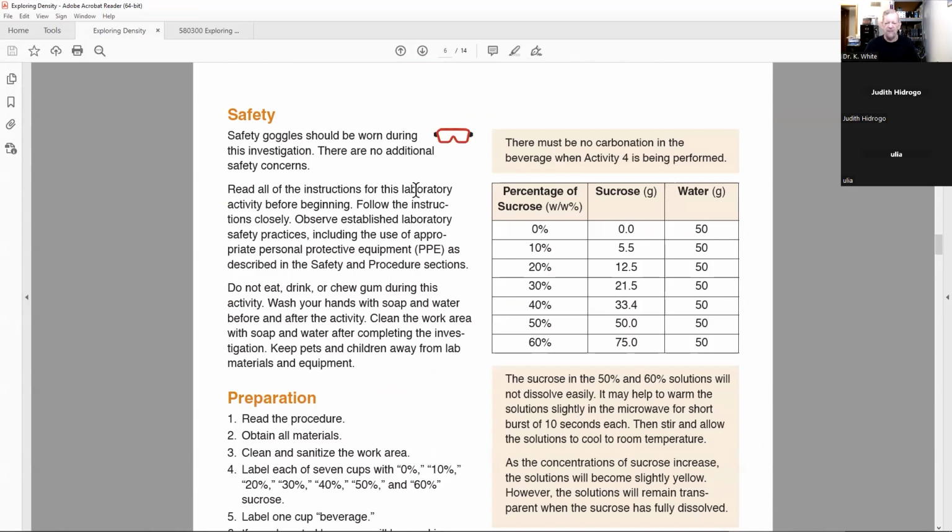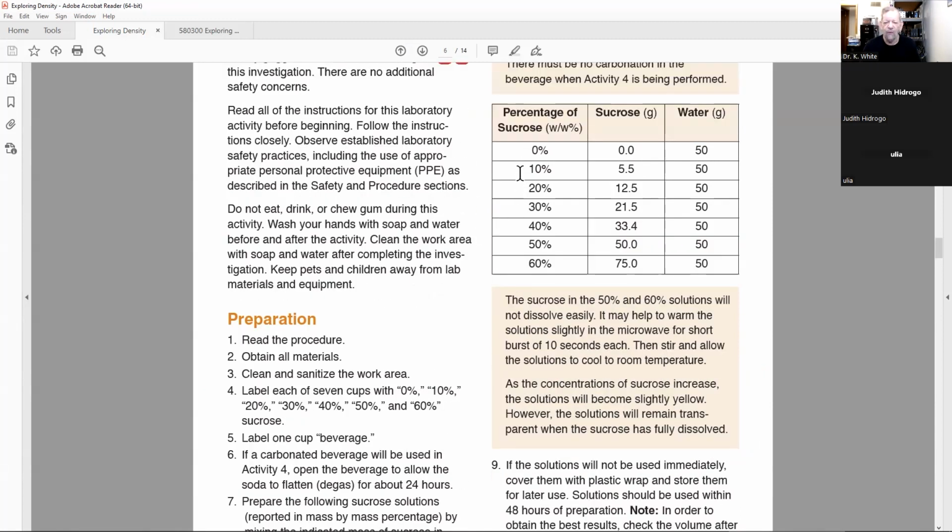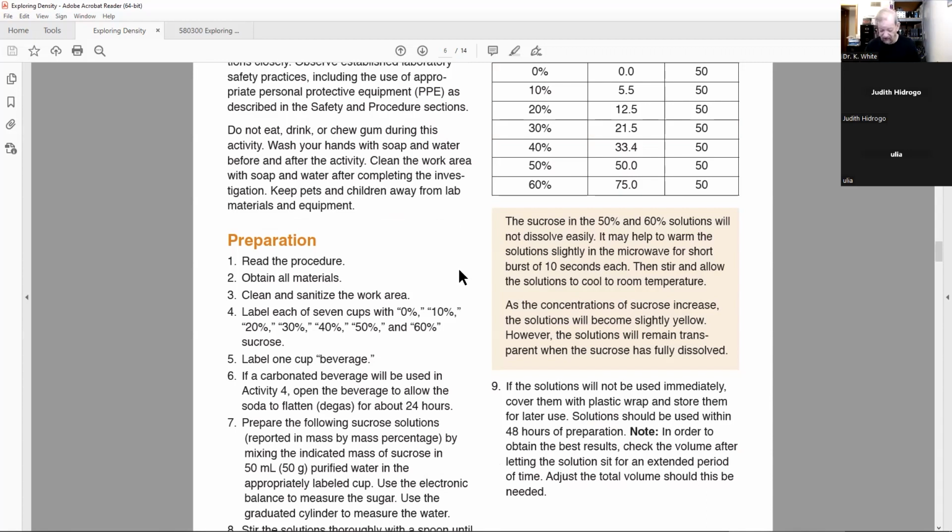All right, now one of the things you'll be making are solutions. And here you'll be making this pure water, but 10, 20, 30, 40, 50, and 60%. Now, what you'll do is, I forgot to bring the cups. You'll take a cup and you'll label it 0, 10, 20, 30, 40, 50, and 60%. If you don't want to put the percent sign, just know you can just put the numbers. And then label a last one, beverage.